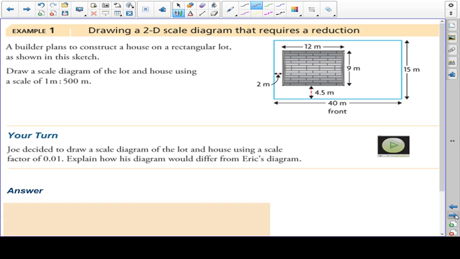Same thing there. Now this says Joe wants to do using a scale of 0.01. So that's a scale of 1 to 100. So his is going to be a lot bigger. In fact, it's going to be 5 times as big. Explain how this diagram would differ from Eric's diagram. Well, every measurement would be 5 times as big, and the area itself would be way, way bigger. Okay.